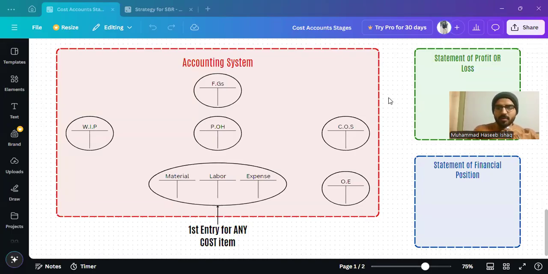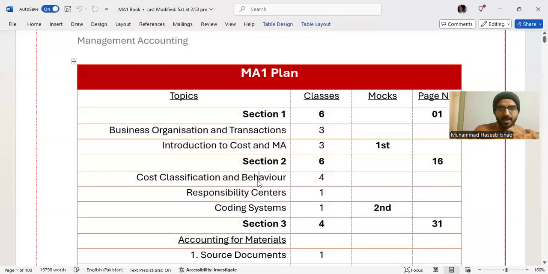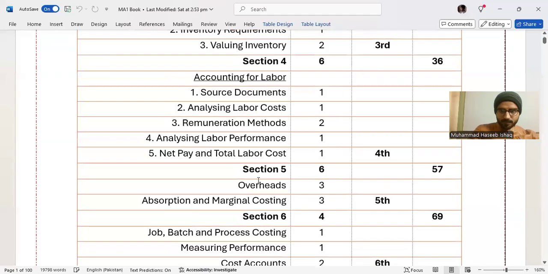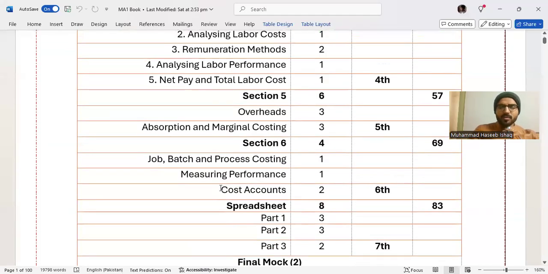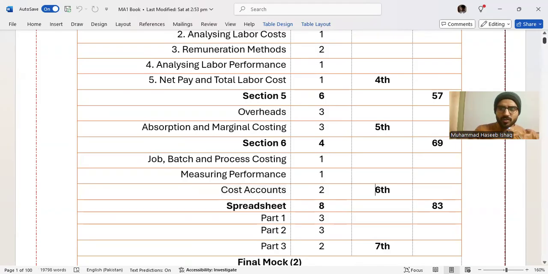Welcome to this video. We are going to cover a very interesting topic in this video lecture. In my book, this topic is named cost accounts. This cost accounts chapter is repeated in the MA2 exam and the F2 exam, and it is present in the MA1 exam as well. So let's go to this chapter.